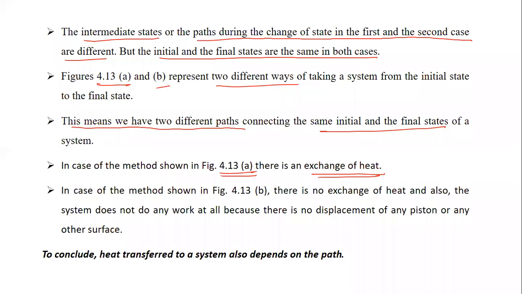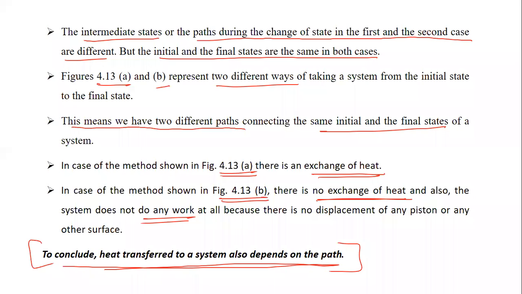In the second method, in the second figure, we insulated this cylinder from the surrounding. There is no exchange of heat. And also the system does not do any work at all because there is no displacement of any piston or surface. The conclusion you have to remember here: heat transfer to system also depends on the path.